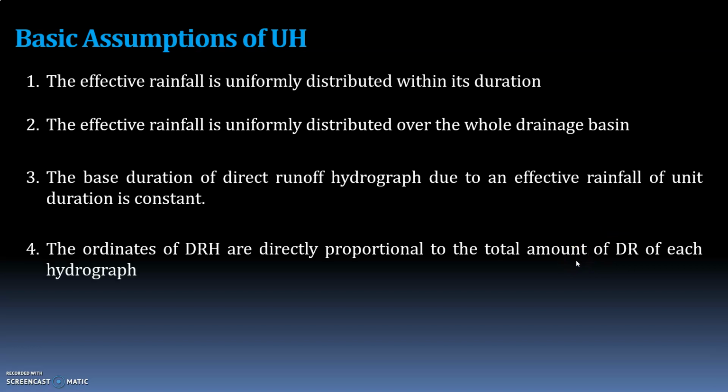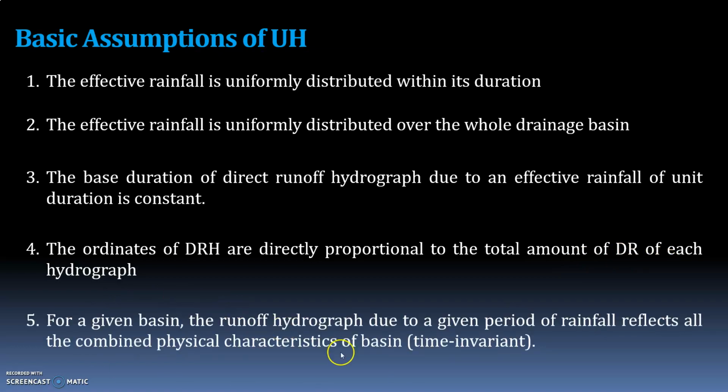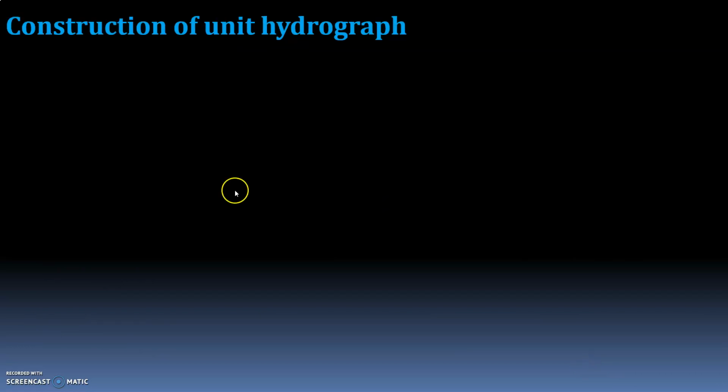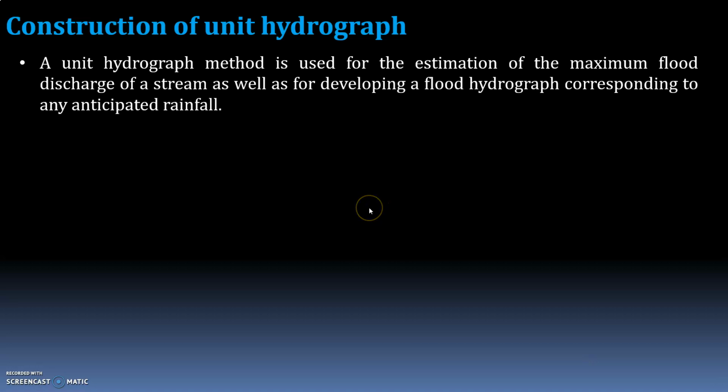The ordinates of unit hydrograph are directly proportional to the total amount of direct runoff of each hydrograph. For a given basin, the runoff hydrograph due to a given period of rainfall reflects all the combined physical characteristics of the basin. Then let us see how to construct the unit hydrograph.